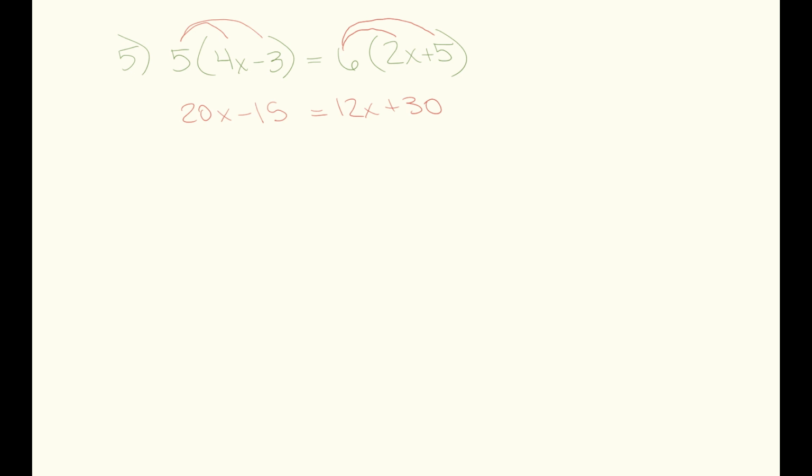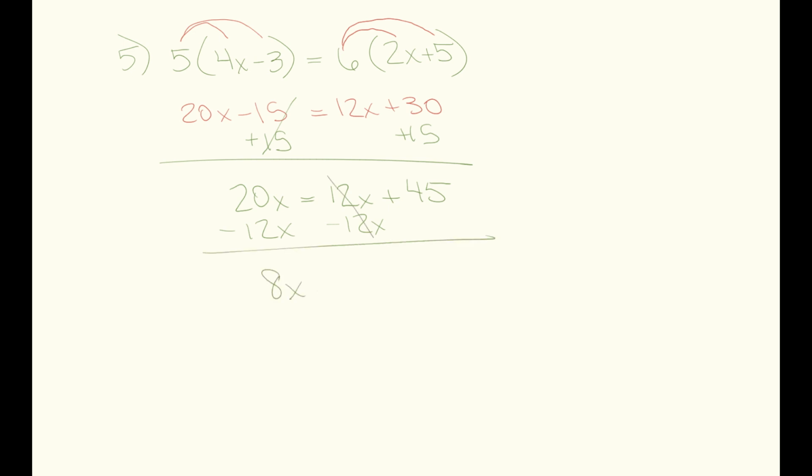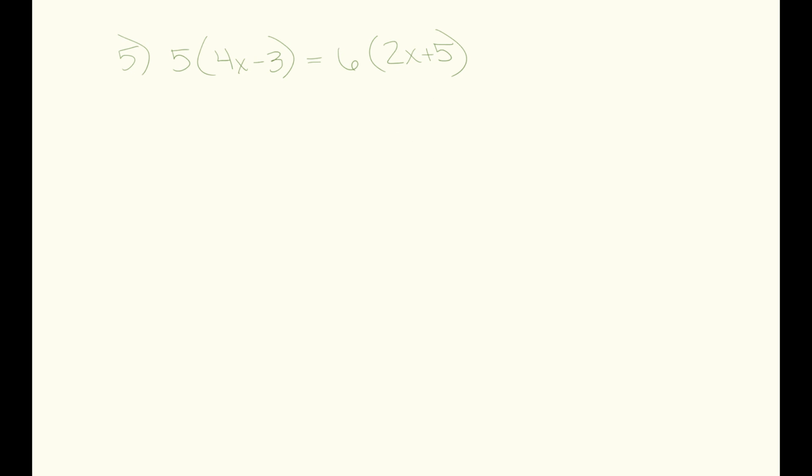So I am going to add my 15 to both sides. When I do, that cancels. I get 20x equals 12x plus 45. Then I'm going to subtract my 12x from both sides to combine like terms. We'll get 8x equals 45. And then I'm going to divide by 8. And I get x equals 45 over 8. And I am fine with improper fractions as long as it's simplified. So that's it.